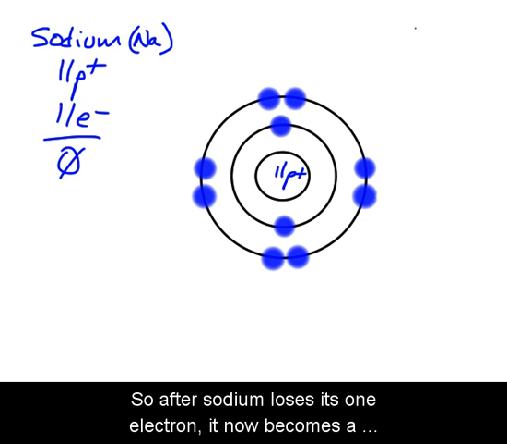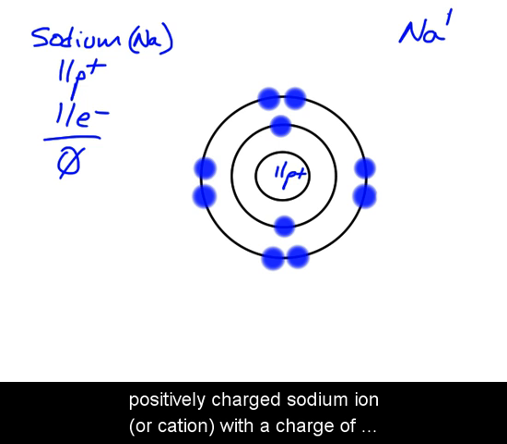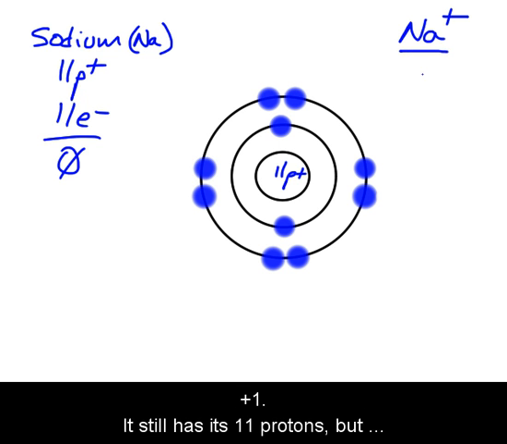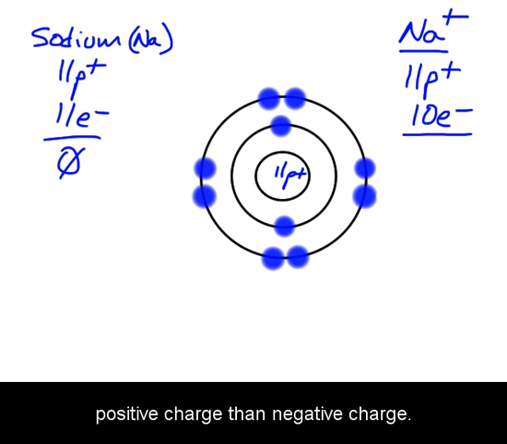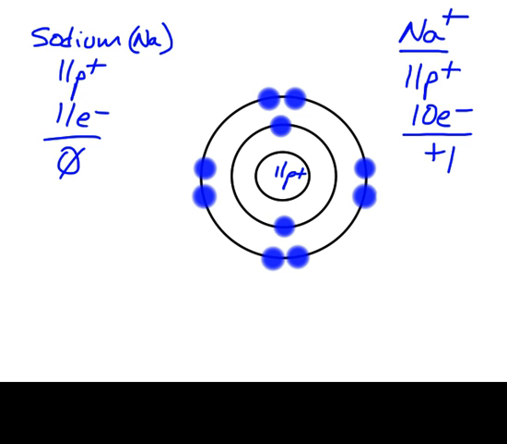So after sodium loses its 1 electron, it now becomes a positively charged sodium ion, or cation, with a charge of +1. It still has its 11 protons, but it now has 10 electrons, so there is now 1 more positive charge than negative charge.